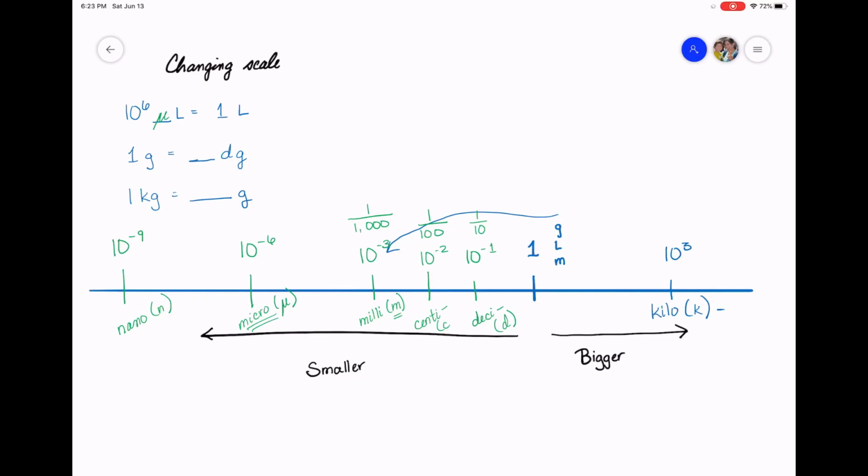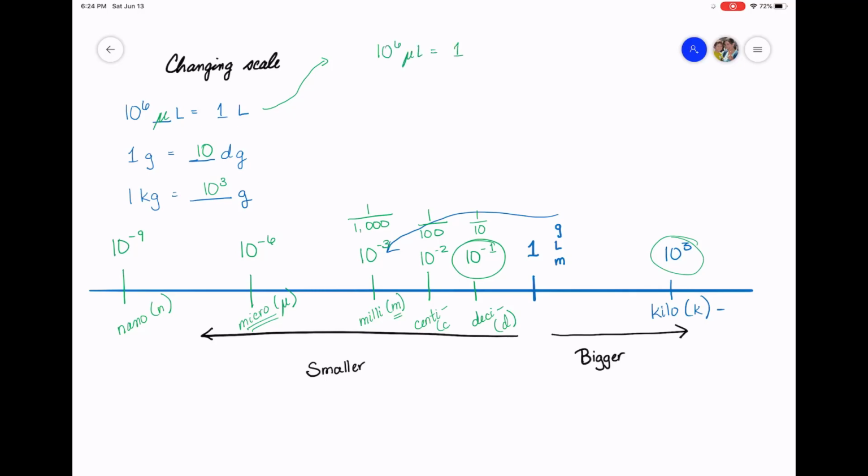So I'm going to fill in the answers for you, and then we're going to explore the first 2 in a little bit more detail. Now you might be surprised that even on the smaller end of the scale, I'm working with positive exponents like 10 to the 6, not 10 to the negative 6. And that can be confusing to some students. So let's take a look at micro in a little bit more detail.